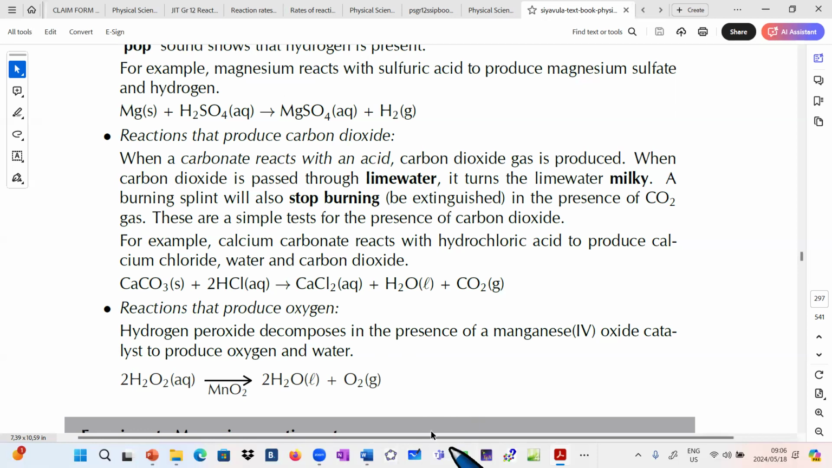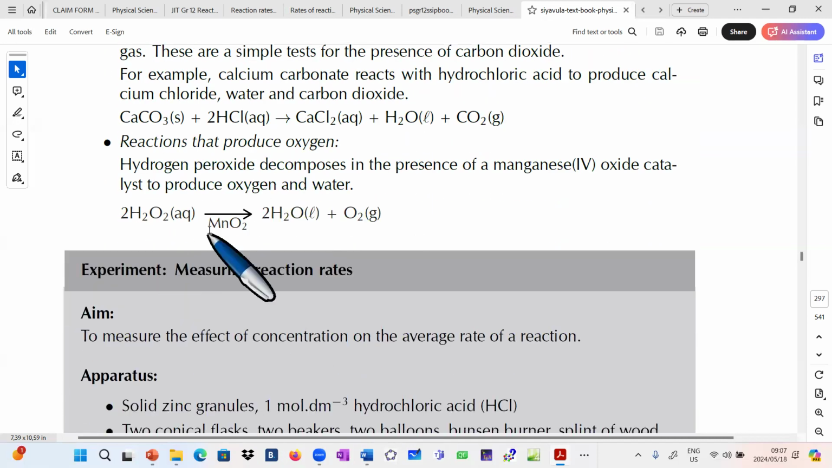Once again, we are looking at reactions that produce oxygen. If we want oxygen, how do we produce it? We take hydrogen peroxide, and hydrogen peroxide decomposes in the presence of a manganese(IV) oxide catalyst to produce oxygen and water. You can see the hydrogen peroxide, which is H2O2, decomposes in the presence of manganese(IV) oxide. The hydrogen peroxide breaks down in the presence of this manganese(IV) oxide catalyst to produce water and oxygen gas. So this is an example of a reaction that produces oxygen from hydrogen peroxide in the presence of the catalyst called manganese(IV) oxide, this one here.